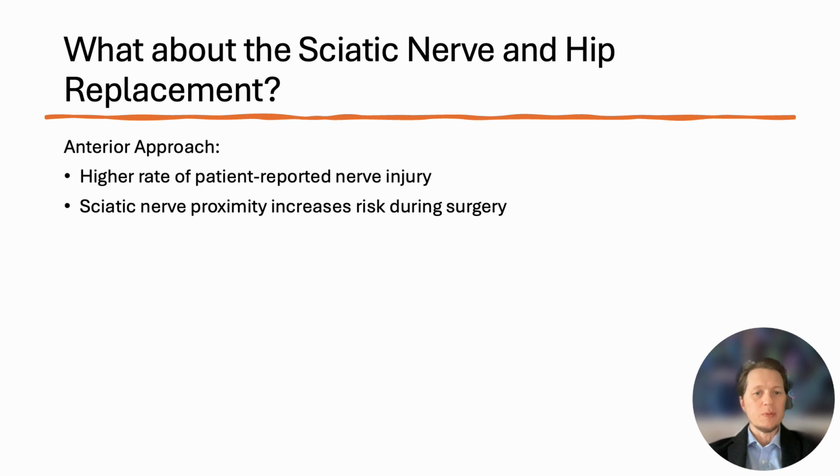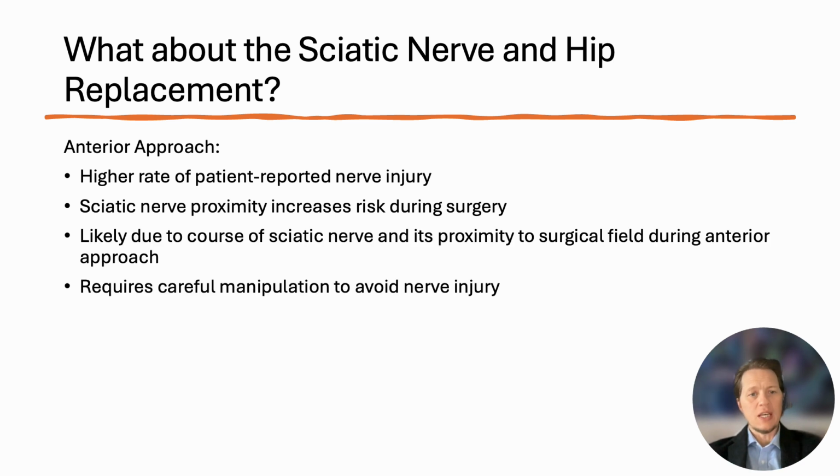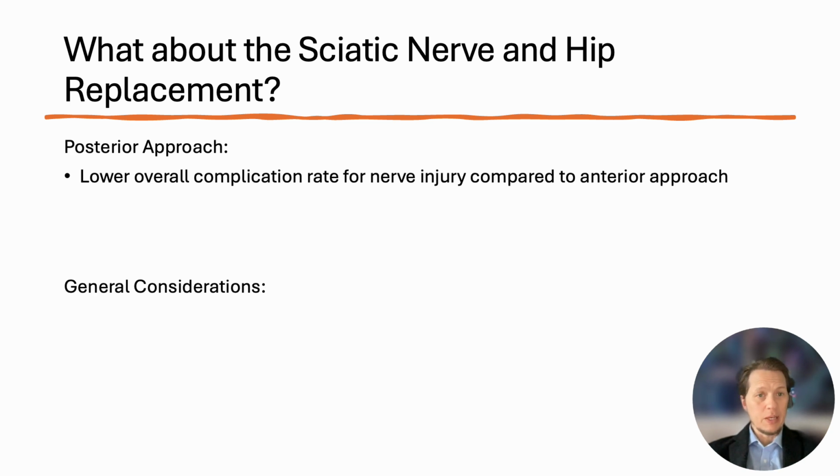Sciatic nerve and hip replacement, when we worry about this, yes, there is a proximity warning, so to speak, of the sciatic nerve and anterior hip replacement. You just have to be careful and position and manipulate the limb in the correct way to try and reduce this risk, but it can happen, and we do worry about that.